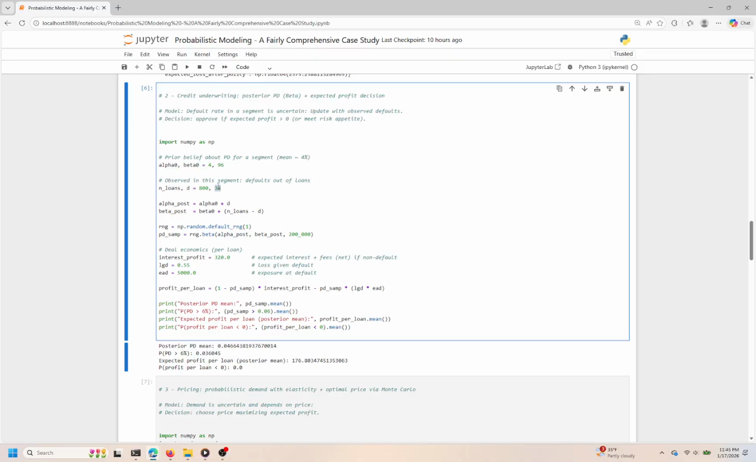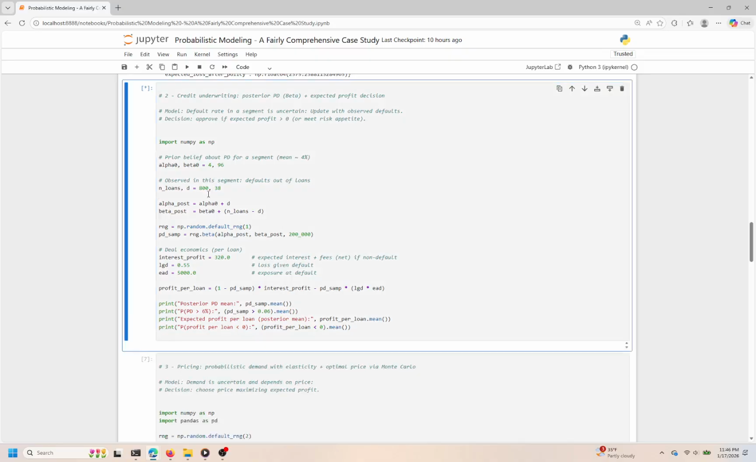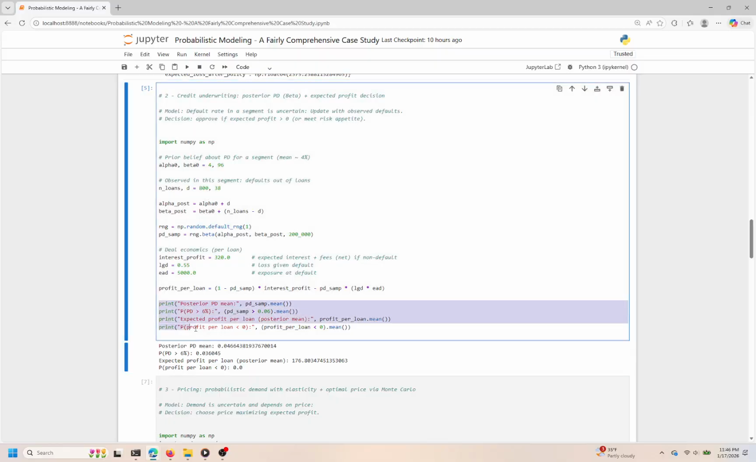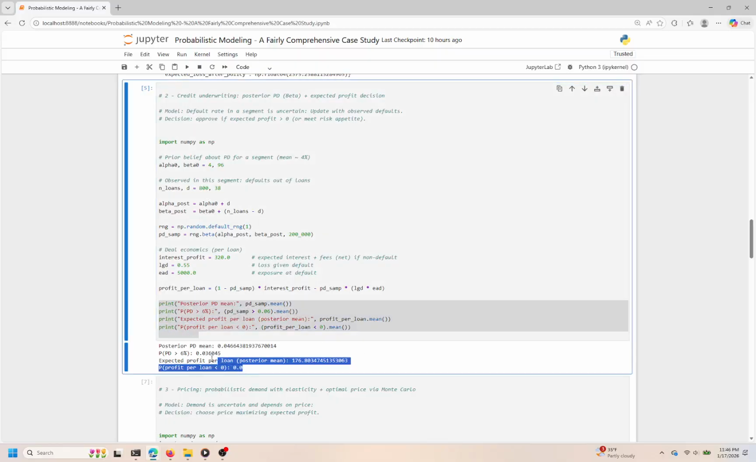Subsequently, we leverage a random number generator to sample from this updated beta distribution, creating a large set of potential default probabilities. This sampling with 200,000 iterations provides a robust view of the uncertainty surrounding our estimated default rate. With these sampled probabilities, we can analyze the financial outcome per loan, factoring in the expected profit if the loan isn't defaulted and the potential loss should a default occur.